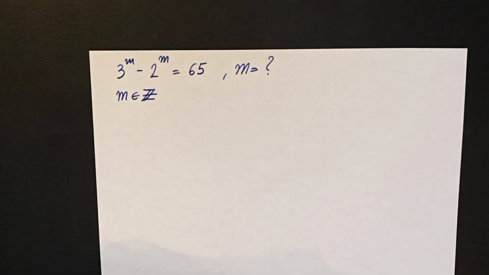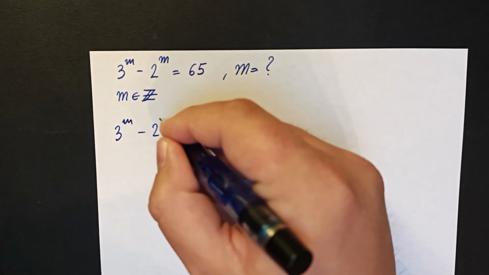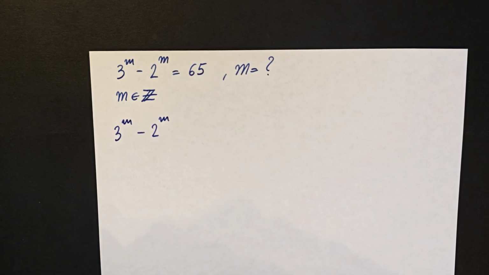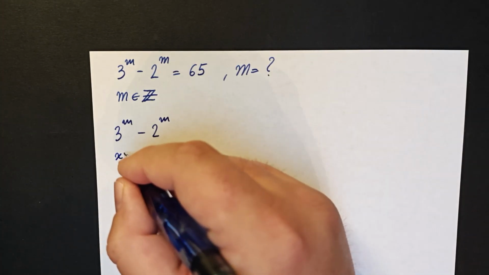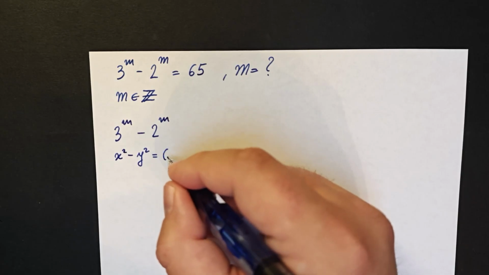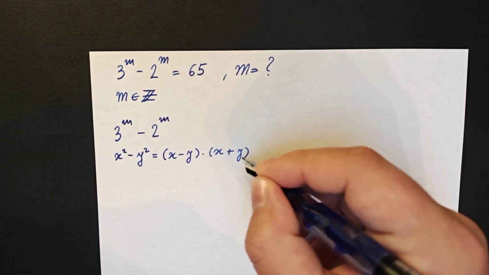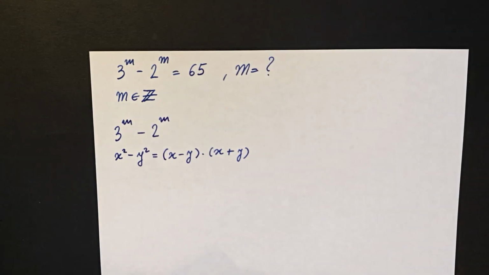When dealing with problems like this one, the left side of the equation, which is 3 to the power m minus 2 to the power m, should remind you of the rule for difference of two squares. The rule of difference of two squares is x squared minus y squared is equal to x minus y multiplied by x plus y. The only problem we have is how to fit the equation which we are working with into this mold for difference of two squares.